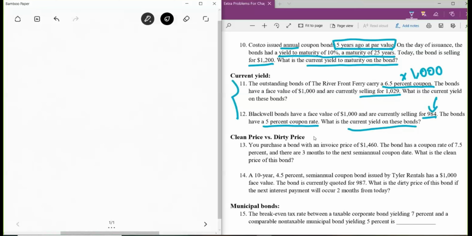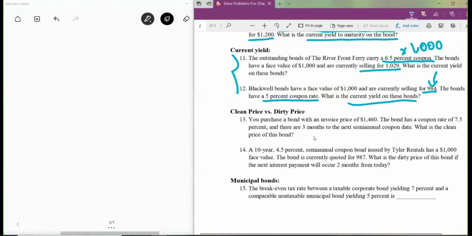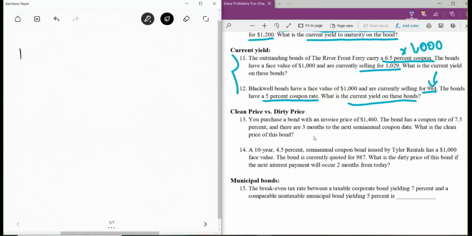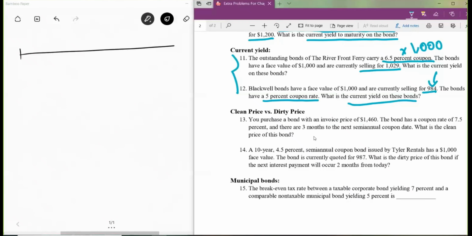Now I move on to the problems that relate to the clean price and the dirty price. For this type of problem, you always need to draw the timeline. So here, we have a bond with an invoice price of 1460. The invoice price is also what we call the dirty price. The coupon rate is 7.5%. There are 3 months to the next semi-annual coupon date.